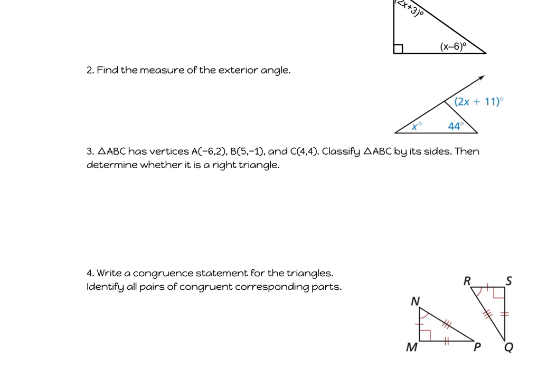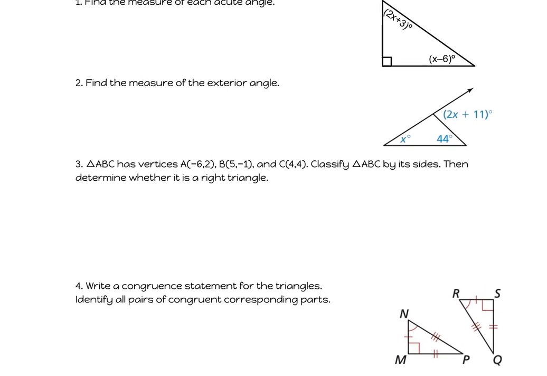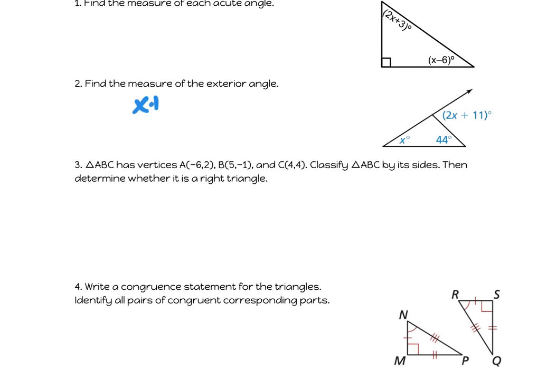Exterior angles. It's been a couple of days since we talked about this. This angle is on the outside right here. And the relationship here is the two angles on the inside of the triangle furthest away from this exterior angle will add up to equal this. So in this case here, my equation would be x plus 44 equals 2x plus 11. And then you got to solve for x.